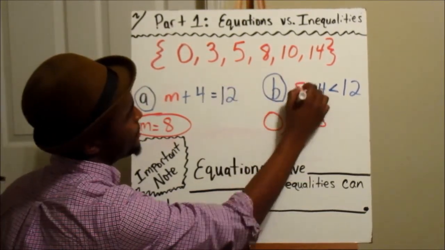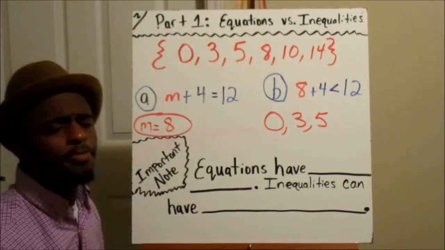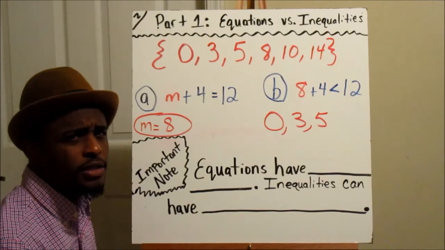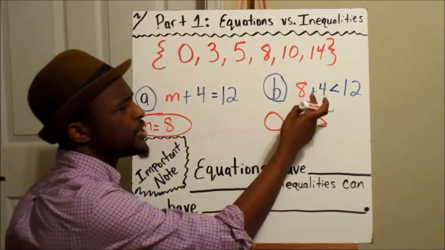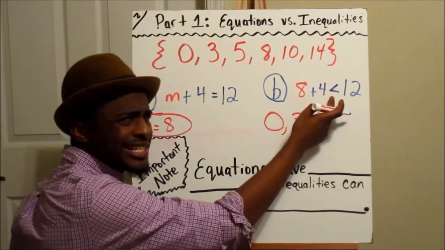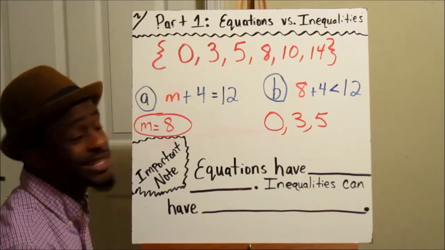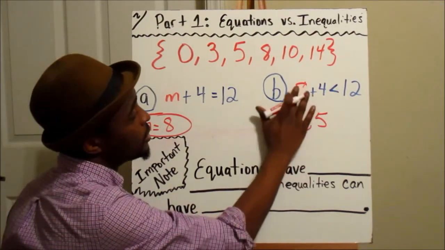Let's try 8. 8 plus 4, well that equals 12. So I gotta ask myself, is 12 less than 12? No, that wouldn't be true. It's not less than 12, it's equal to 12, so 8 wouldn't work.